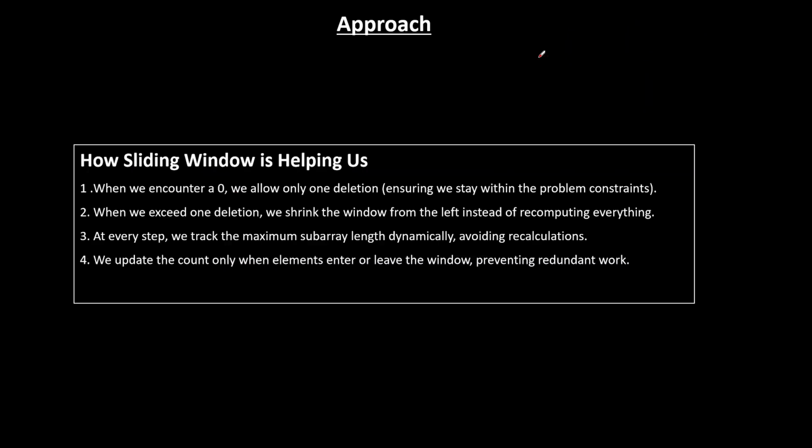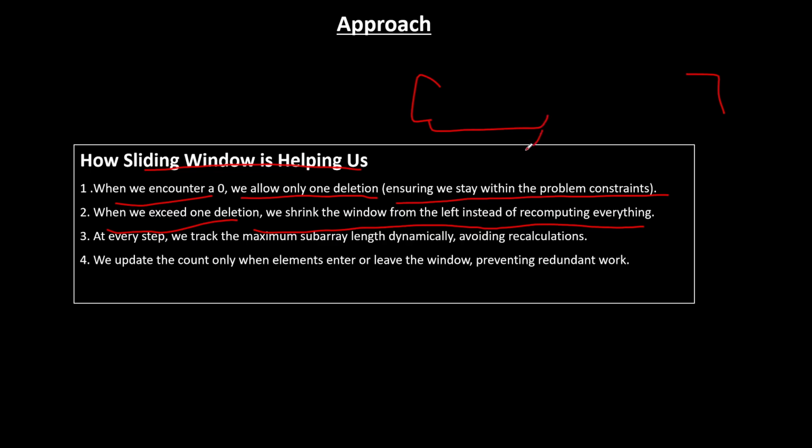Now let's move to the next slide. Now how is sliding window helping us? Let's take a brief look at it. When we encounter a 0, we allow only one deletion, ensuring we stay within the problem constraints. That's the first thing. The second thing is this: when we exceed one deletion, we shrink the window from the left instead of recomputing everything. Basically, in the previous explanation, once we find this, we won't be coming back and calculating it again.